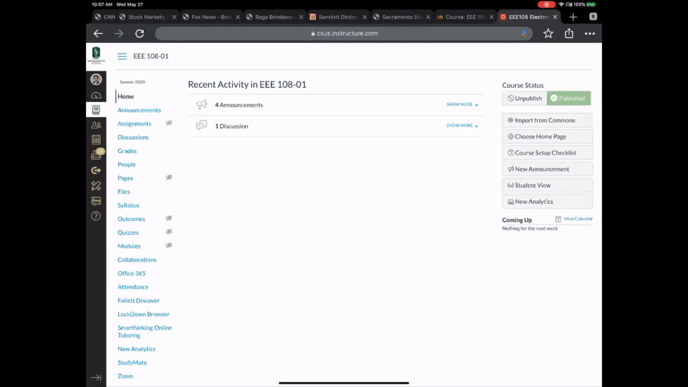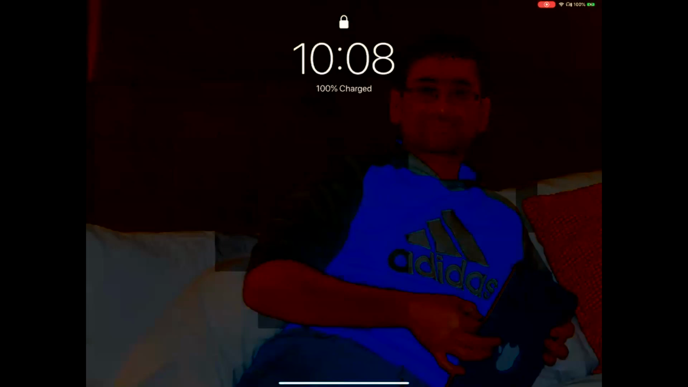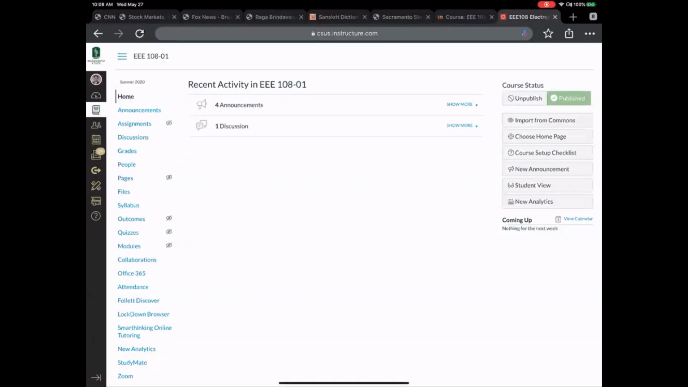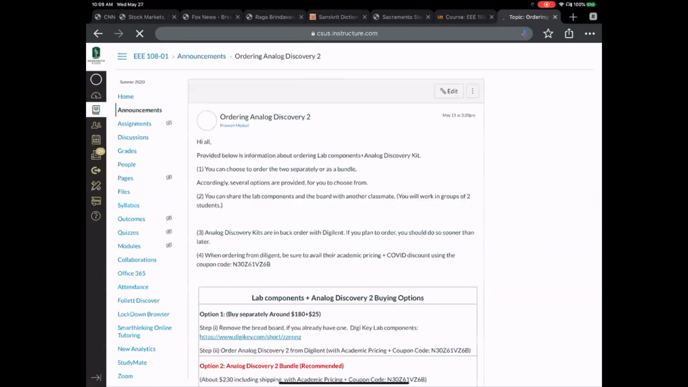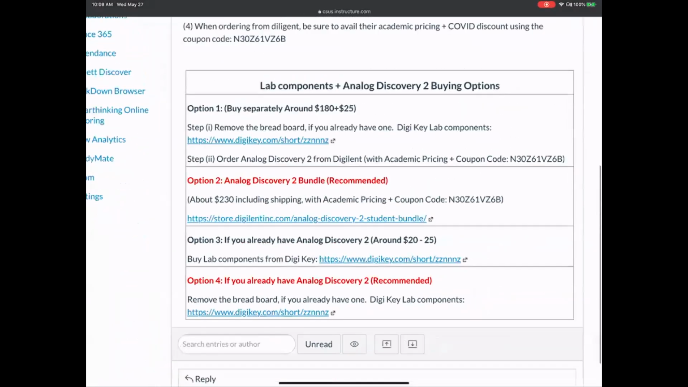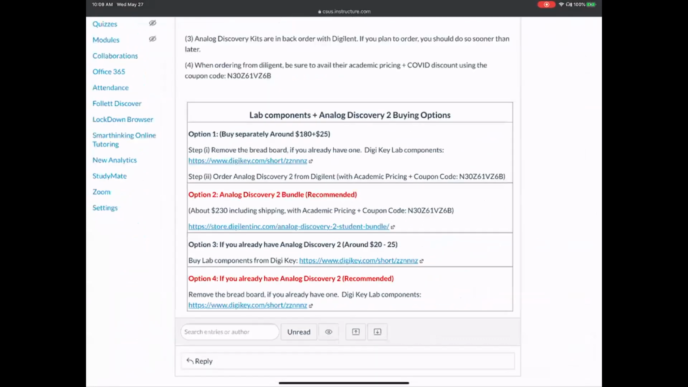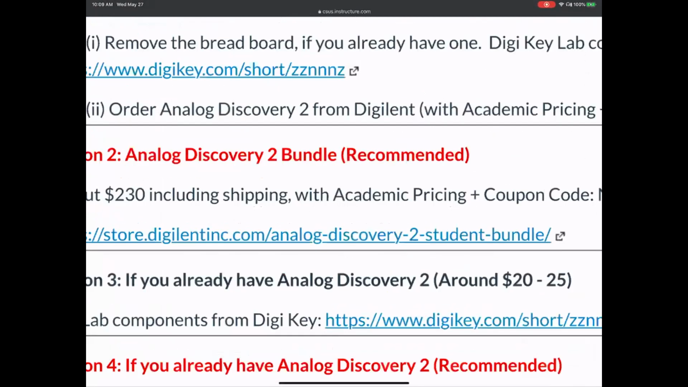Another important thing is you do not want to miss the student discount. There are a couple of discounts that you should not miss on Digilent. When you're buying the Analog Discovery 2, if you go to announcements under ordering Analog Discovery 2, I posted a bunch of announcements, so you can look at what option works best for you. There are a bunch of recommendations, and you can mix and match. But you definitely don't want to miss the academic pricing.